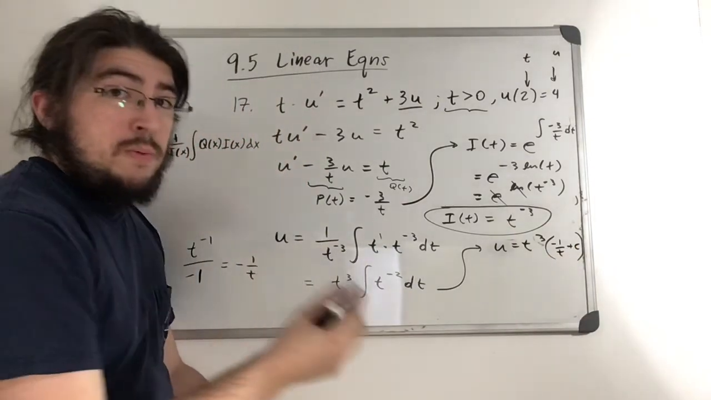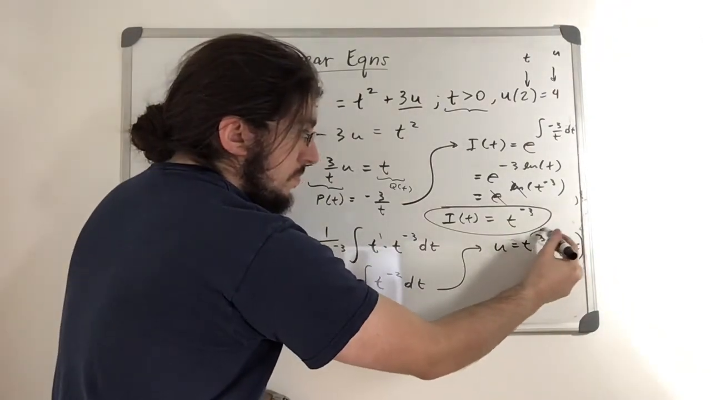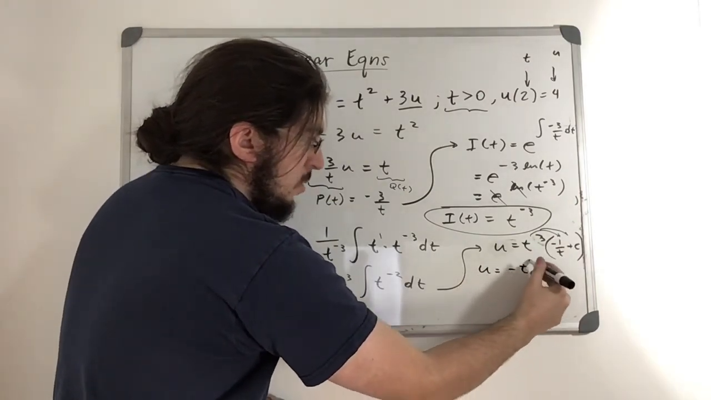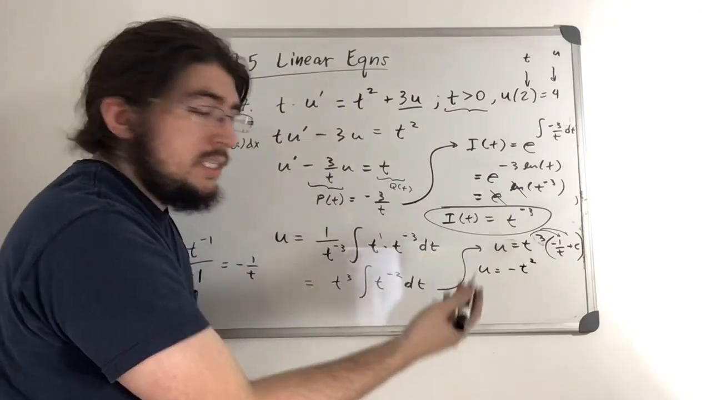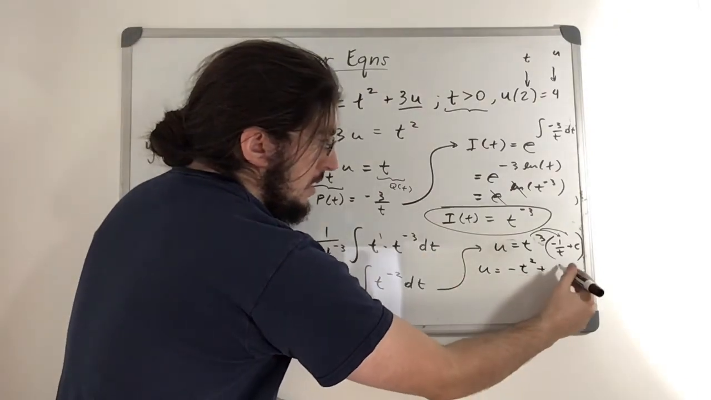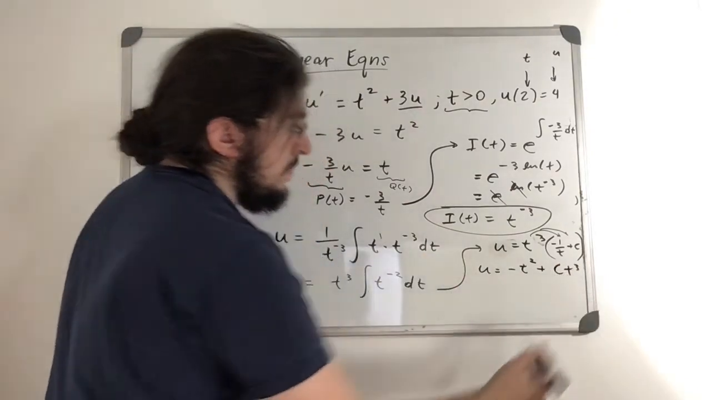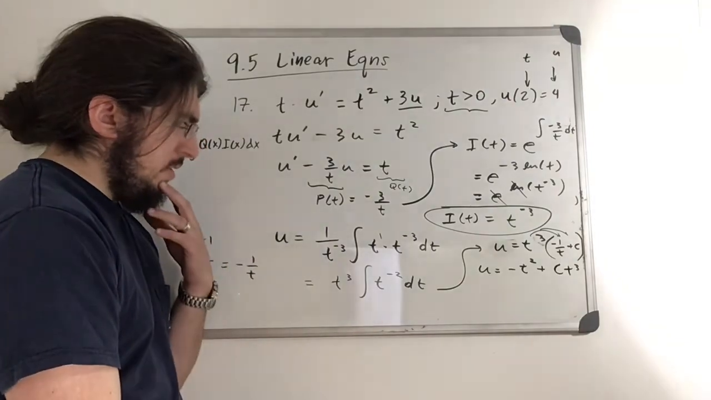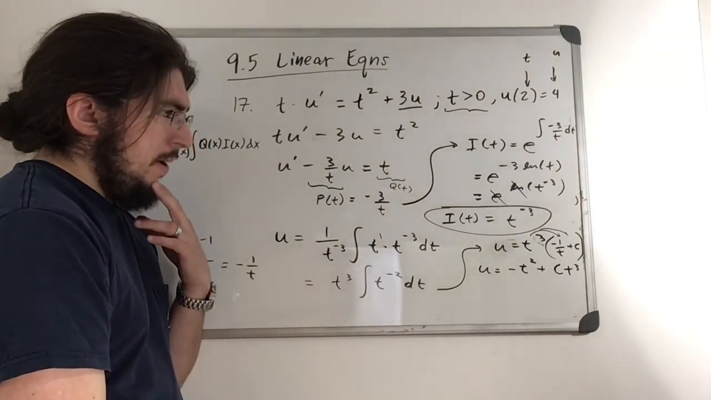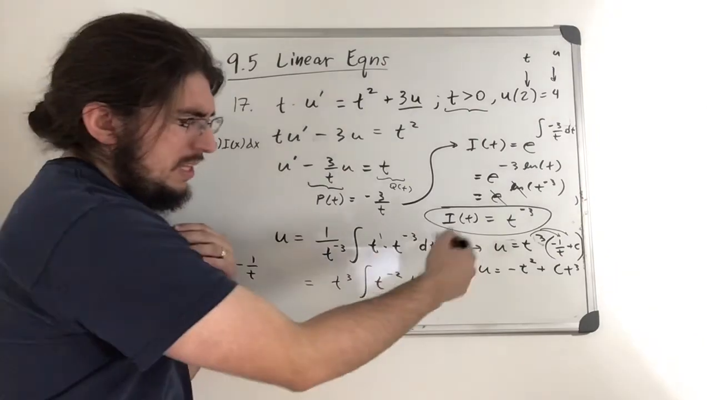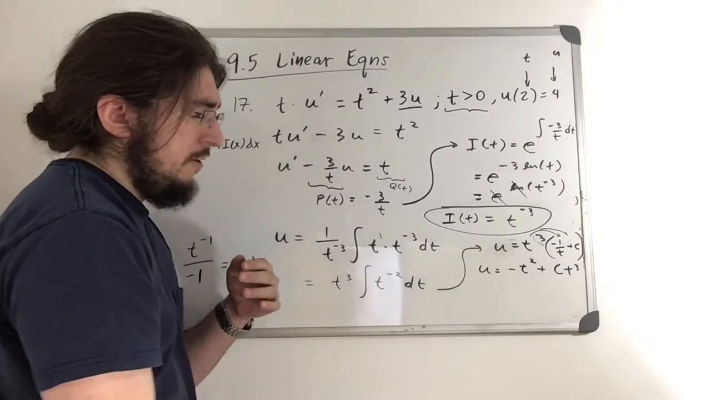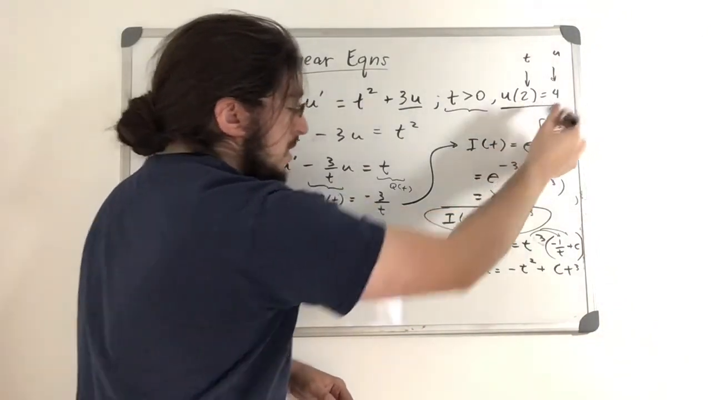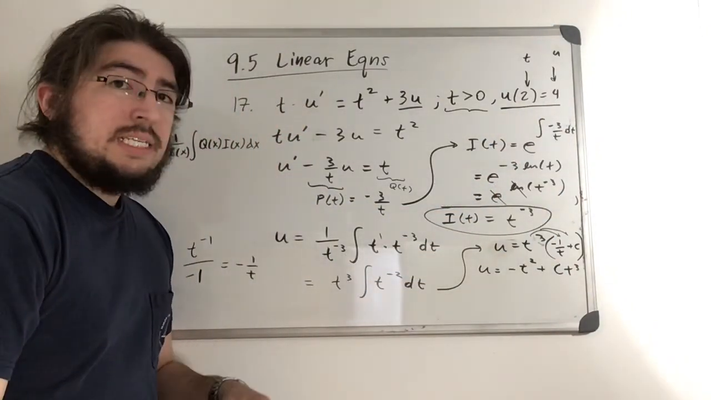Okay, distributing the t cubed, we get u is equal to negative t squared, because t cubed over t is t squared, plus ct cubed. And we can find c. We probably could have found c even earlier on, but the way I'm doing it here, we'll find c right now. So this is our solution. We just need to find c using this initial condition. It's not going to be too bad. Let's see that right now.